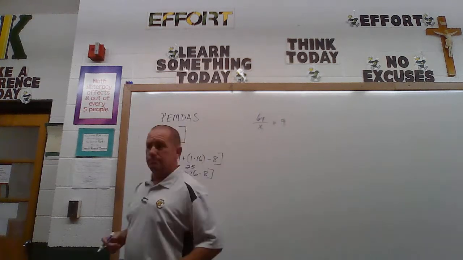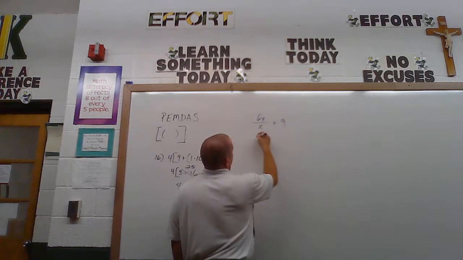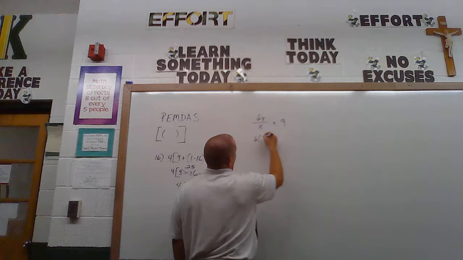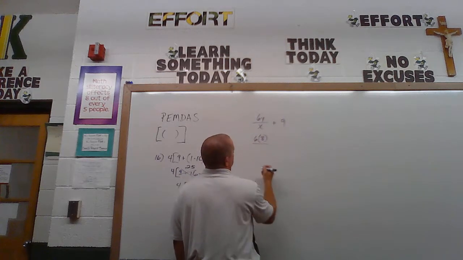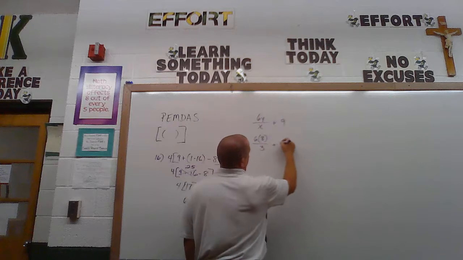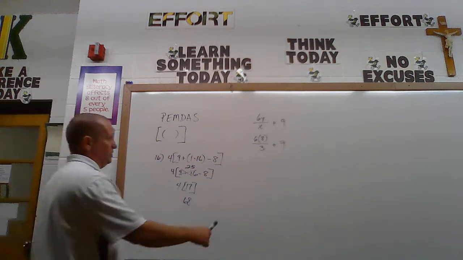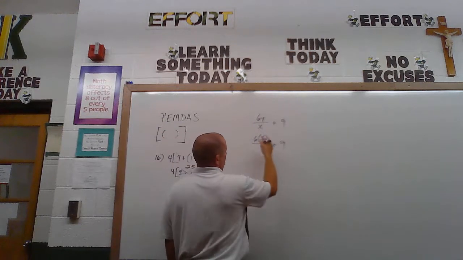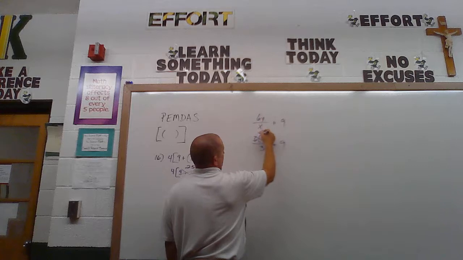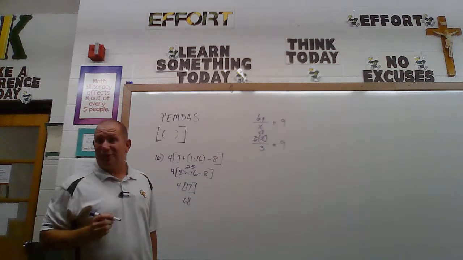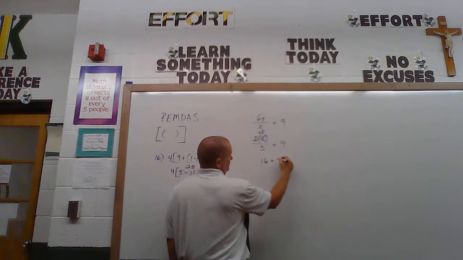Okay, so here's my problem. What was y? What did they tell us? 8. So 6 times y is 6 times 8, divided by what is x? 3. Plus 9. So, where are we going to start? We're going to do the division, or the division sign, but we've got to do the top first. So 6 times 8? Still 48. 48 divided by 3? 16. 16 plus 9. 25.